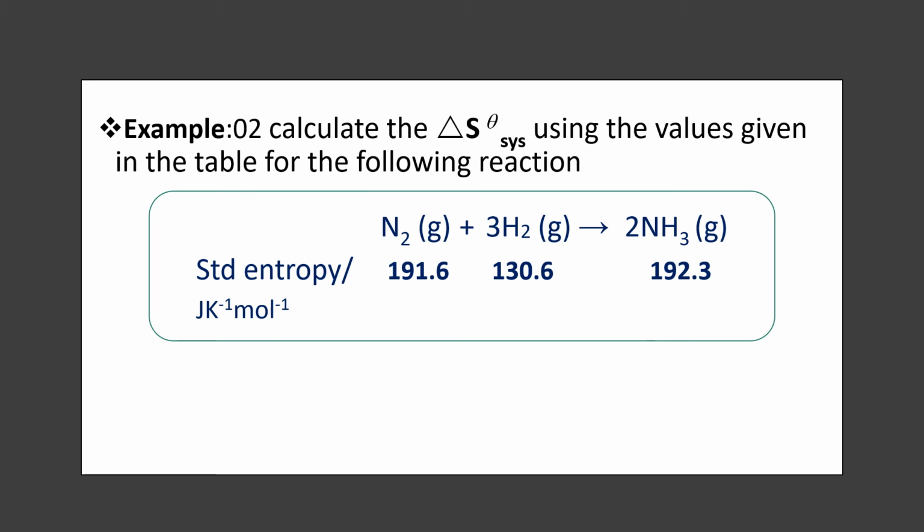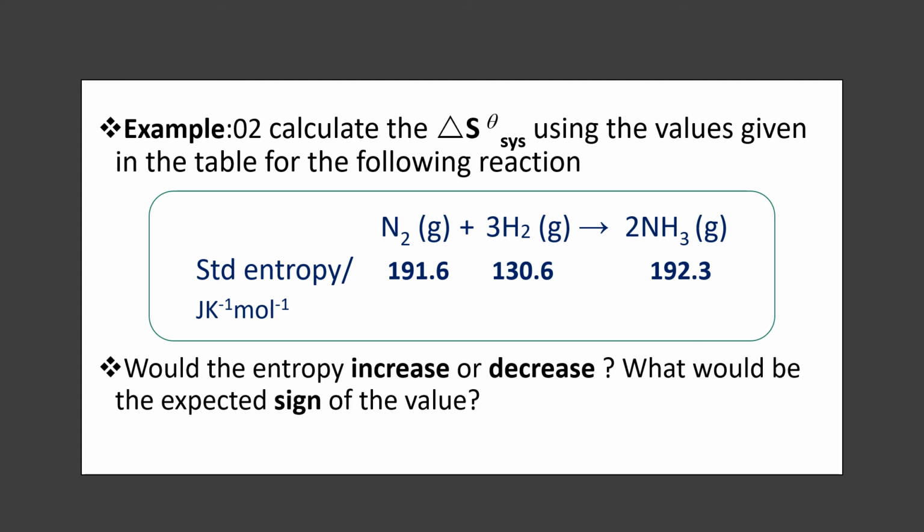Okay, so we have example 2, nitrogen and hydrogen reacting to form ammonia gas. Again, before calculating, what would you expect here? Would the entropy increase or decrease? What would be the expected sign of the value? What do you think? Well, if you have said negative, then you are correct this time. As the number of gas particles are decreasing, entropy will decrease. Hence, a negative answer will be expected. So, shall we try this again and see if this holds true again?